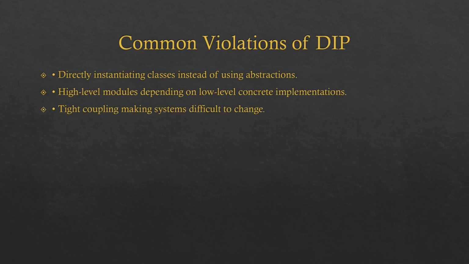Common violations of DIP include directly instantiating classes instead of using abstractions, and having high-level modules depend on low-level modules' concrete implementations. These issues create tight coupling, making it harder to change and maintain the system over time.